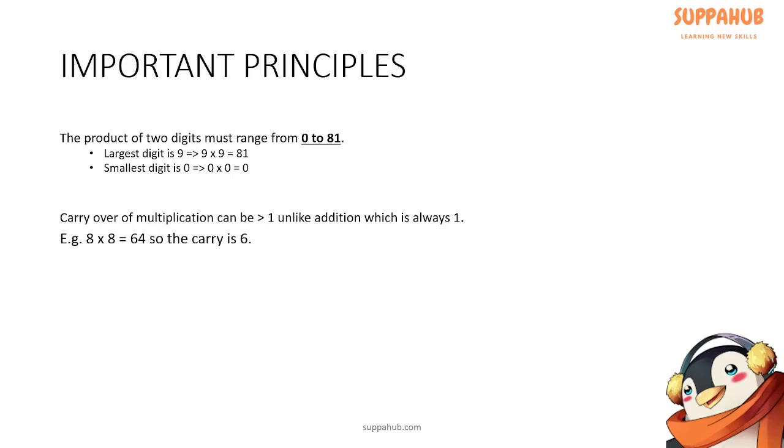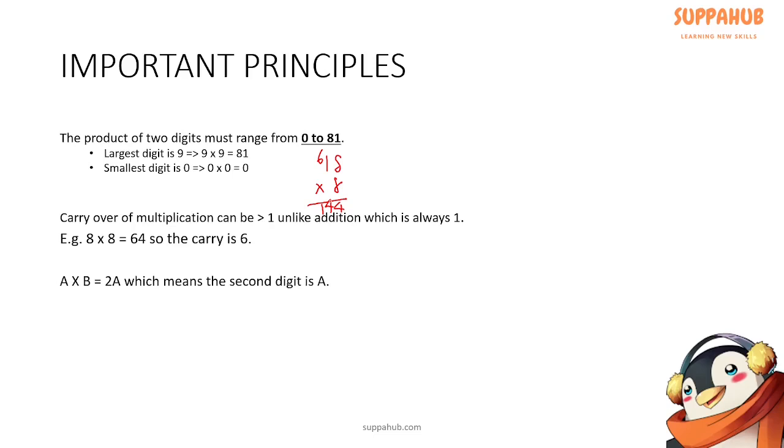Let's say you write it this way: 18 times 8. You know that this digit is 4 and the carryover is 6. Then 1 times 8 is 8, and 8 plus 6 is 14. So you know it's 144. So it's different from addition, where the carry can only be 1, isn't it?